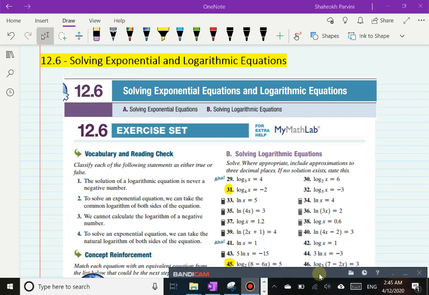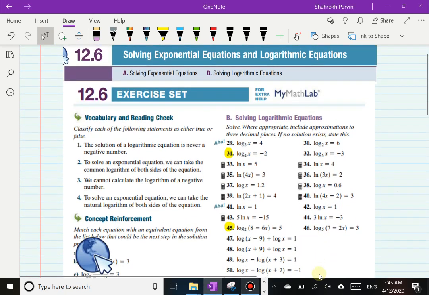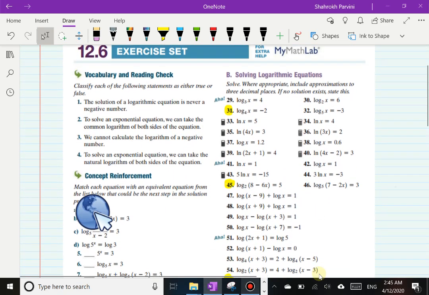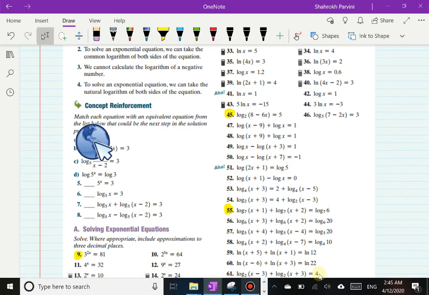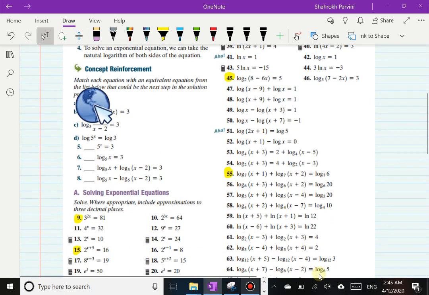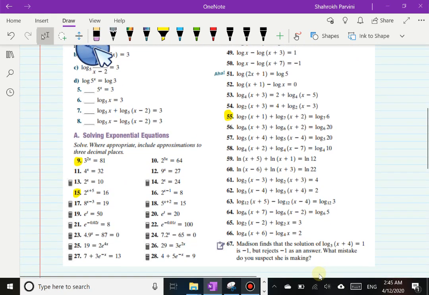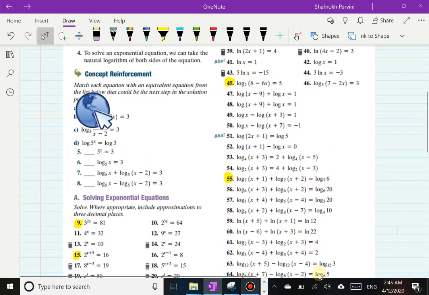In section 12.6, we're going to look at how to solve exponential and logarithmic equations. So here's again a page from the book, which is the homework exercises from section 12.6. The highlighted ones are the ones that you're doing for your homework, and I will be doing the ones very similar to these, and of course probably more than what you see in highlights.